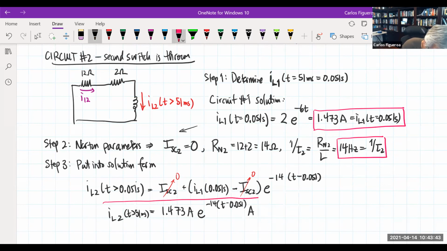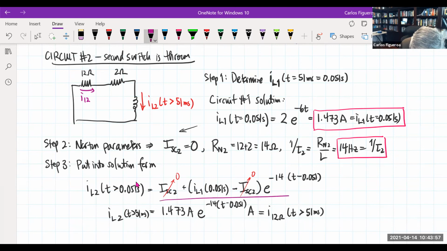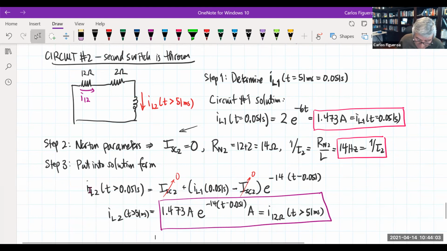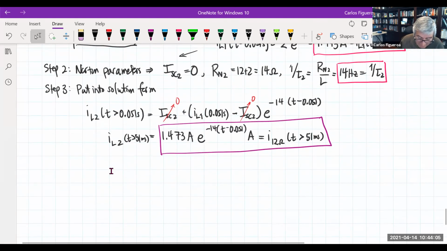But note that these guys are in series. So I'm going to take this back. And this is also the same as this guy for t greater than 51 milliseconds. So that's really what I'm after. So I'm going to do this in purple here. So if I go write my solution, what do I expect my solution to look like then?